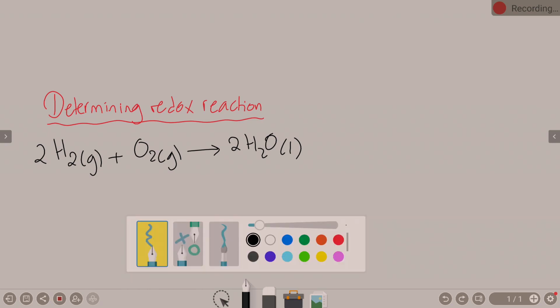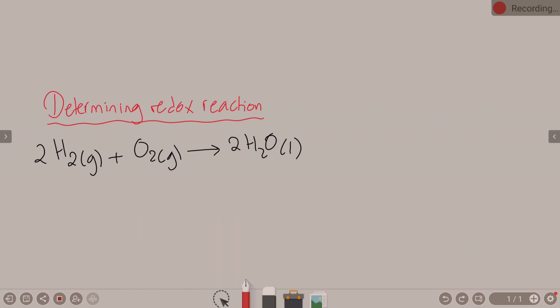So the first rule to determine whether you have a redox reaction or not is to assign the oxidation states for all of your reactants and all of your products and see if the elements have gained or lost electrons. So we'll notice that hydrogen and oxygen are in their elemental form, so they must have a charge of 0. In water, on the other hand, the hydrogen is +1 and the oxygen is -2.